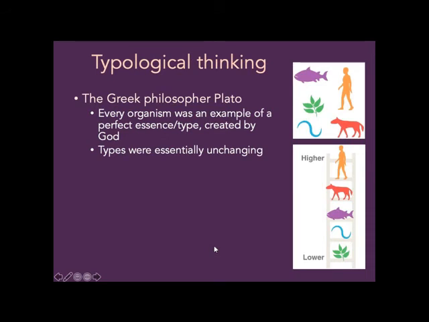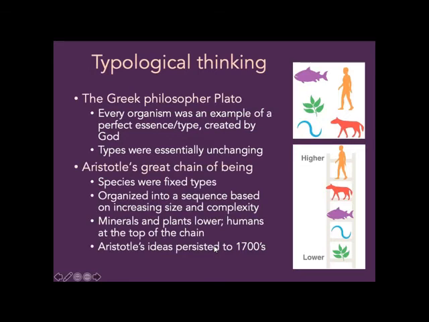All right, one component of some of the early thinking about the diversity of life involved typological thinking. This kind of thinking about organisms can be illustrated by the works of the Greek philosopher Plato. Plato wrote that every organism was an example of a perfect essence or type created by God. The types were essentially unchanging. So this kind of horse is a perfect kind of horse, and horses are always horses. Horses never become something else. Typological thinking refers to the perfect type that's created by God. And maybe there's some variation among individuals because they're a little broken or something like that.